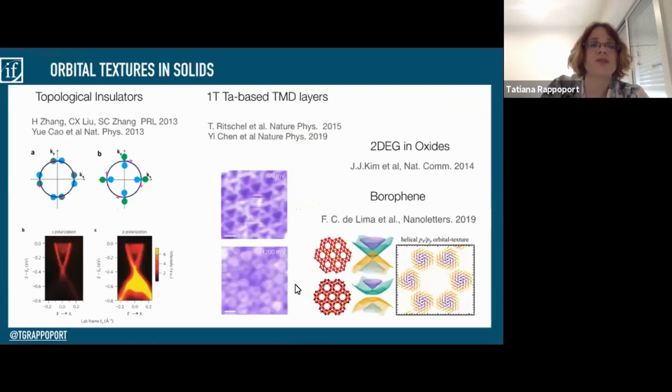And orbital textures, different from the other orbitronic effects that I was discussing before, are quite well known in solids, and they were observed in several different materials. So, for example, it's quite well known that there are orbital textures in topological insulators, in k-space.